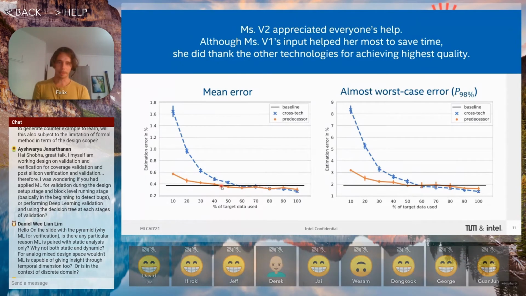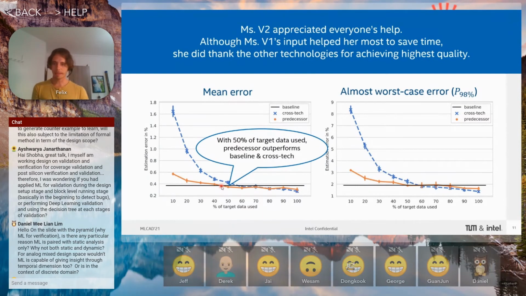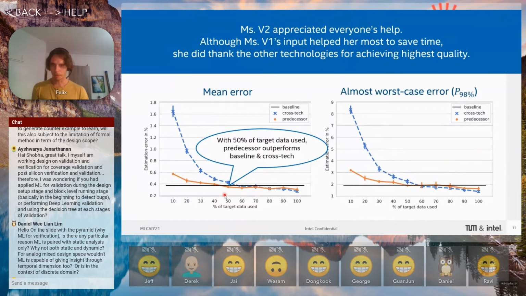Now we see the same lines here. I don't think I have to explain that again, but let's look at some conclusions here. So if we use 50% of the target data and pre-train on the predecessor domain, then we find that at 50%, we outperform the baseline. So given that we don't want to sacrifice any accuracy, this shows that we can go down to 50% of target data only. Up to 50% in general, we see that the orange line is always better than the blue line. So the direct predecessor generally needs less data to perform better.